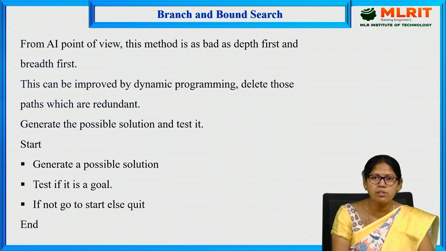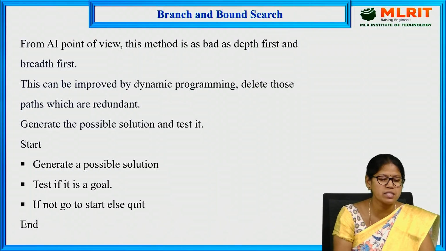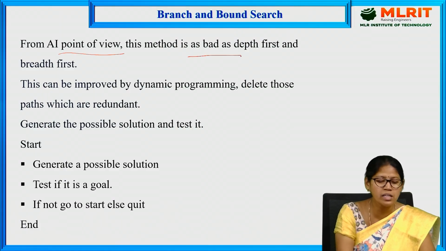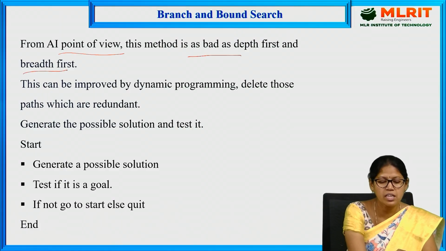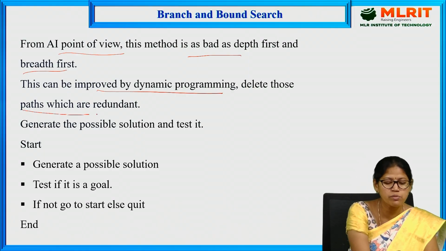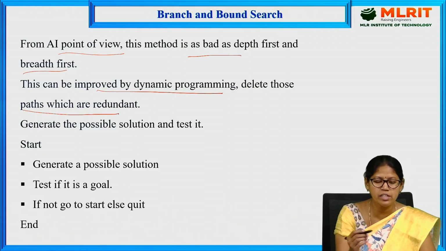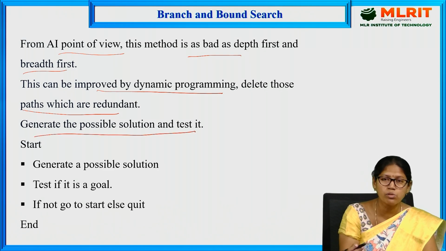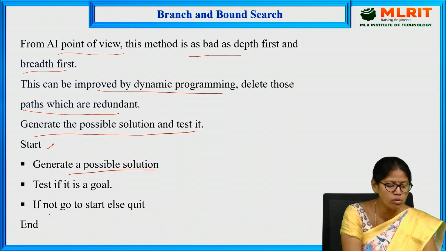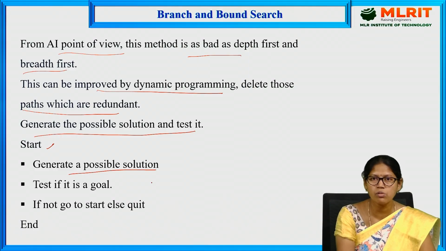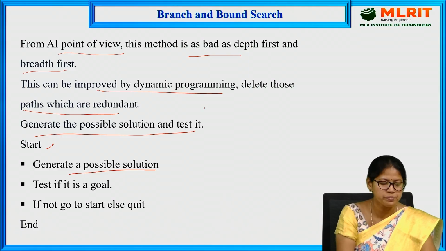Next, how it will be calculated, how it will be tested. From a point of view, this method is as bad as depth first and breadth first search. This can be improved by using dynamic programming. Delete those parts which are redundant or duplicate; we need to remove those. The possible solution is how to test: start, generate a possible solution, test if it is a goal. If not, go to the start, else quit. This is the procedure to reduce this.